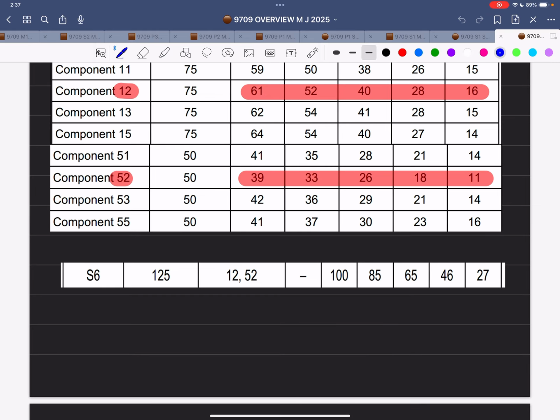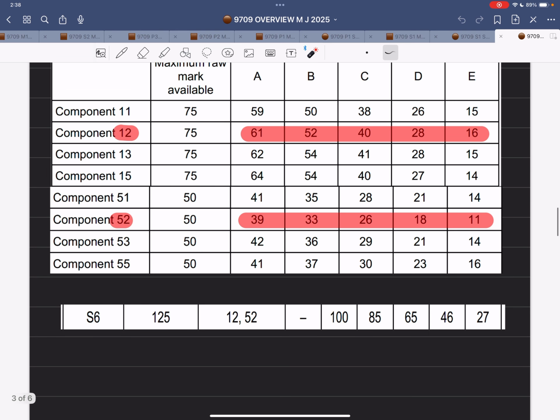So now over here, for this particular paper, this is component 52. 39 out of 50, that's your A. 33 out of 50, that's your B. 26 out of 50, that's your C, and so on. And overall in this paper, when we add P1 and this thing, 100 is your threshold. So 39 out of 50, 61 out of 75, 39 plus 61, that is 100. So 100 out of 125, that is the threshold for an A. 85 over 125, that's the threshold for a B, and so on.